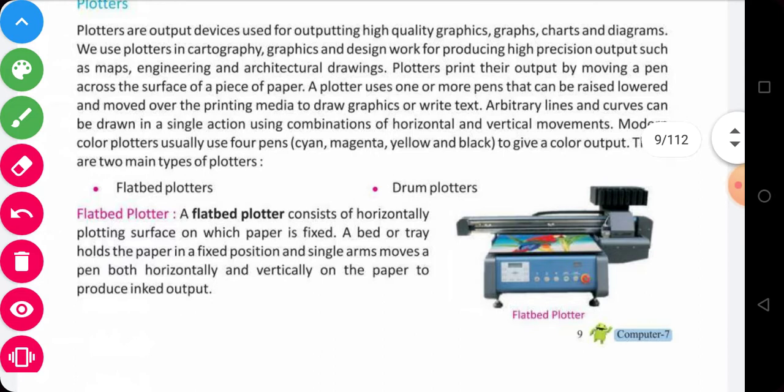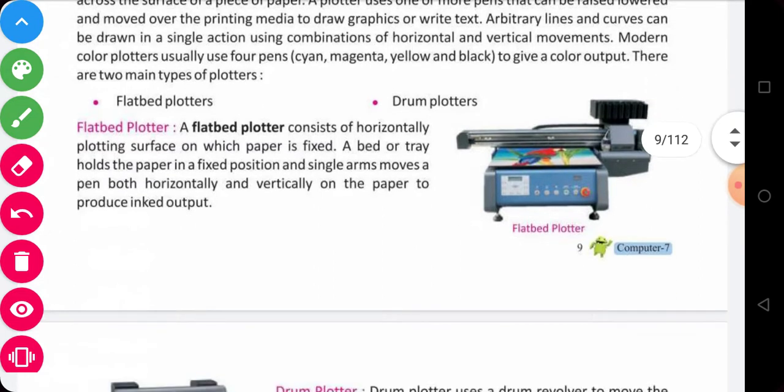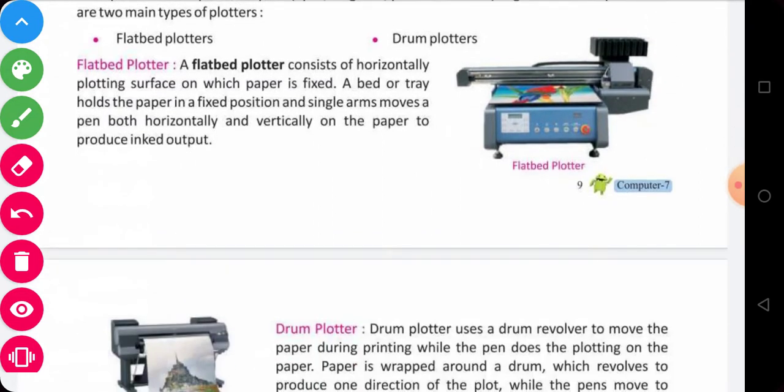Plotters are generally of two types: flatbed plotter and drum plotter. A flatbed plotter consists of a horizontal plotting surface on which paper is fixed. A bed or tray holds the paper in a fixed position, and a single arm moves the pen both horizontally and vertically on the paper to produce ink output. This is the image of a flatbed plotter.